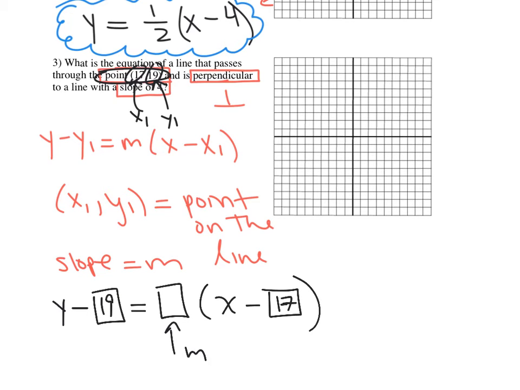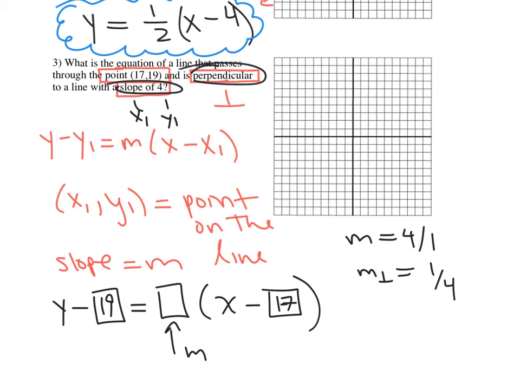Now, the reason why I said to pause for the slope is because I want this line to be perpendicular to the slope of 4. Well, if my slope right now is 4, the slope perpendicular, remember, we flip and negate. So really this is 4 over 1. I can rewrite that as 1 over 4, right? We flip and negate. So this is actually the slope I'm going to use.